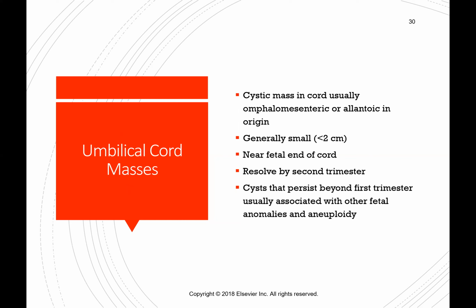Cystic masses in the cord usually are pretty easy to see. They're generally small, but because of how the cord is, it's just very visible when there's a cyst on it. And they're usually near the fetal end of the cord. They resolve most of the time during the second trimester. And the cysts that persist beyond the first trimester are usually associated with other fetal anomalies and aneuploidy.